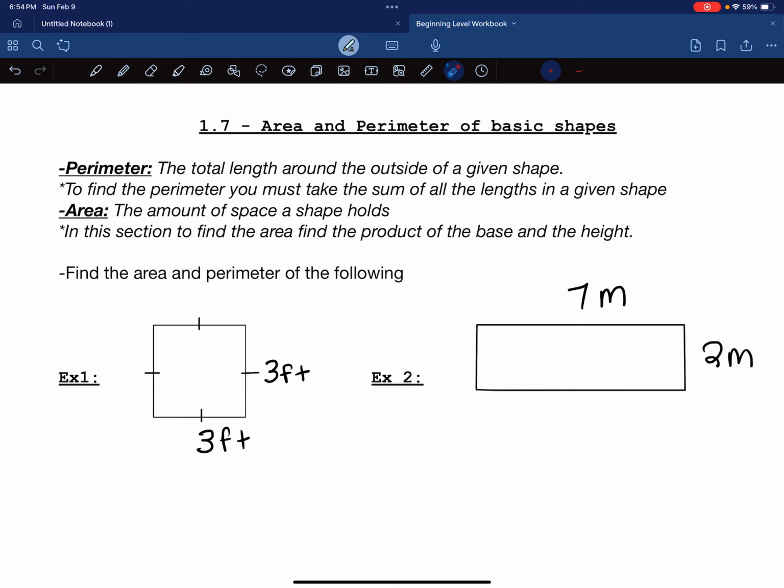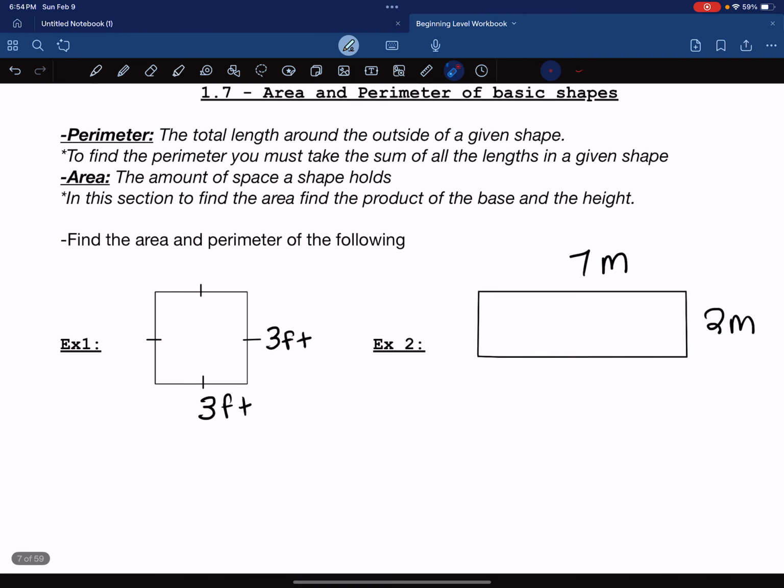And then area is just the amount of space that a shape holds. So the area is all the space within the shape or inside the shape. So with that in mind, let's just take a moment to go through example 1 and find the area and perimeter of this square.